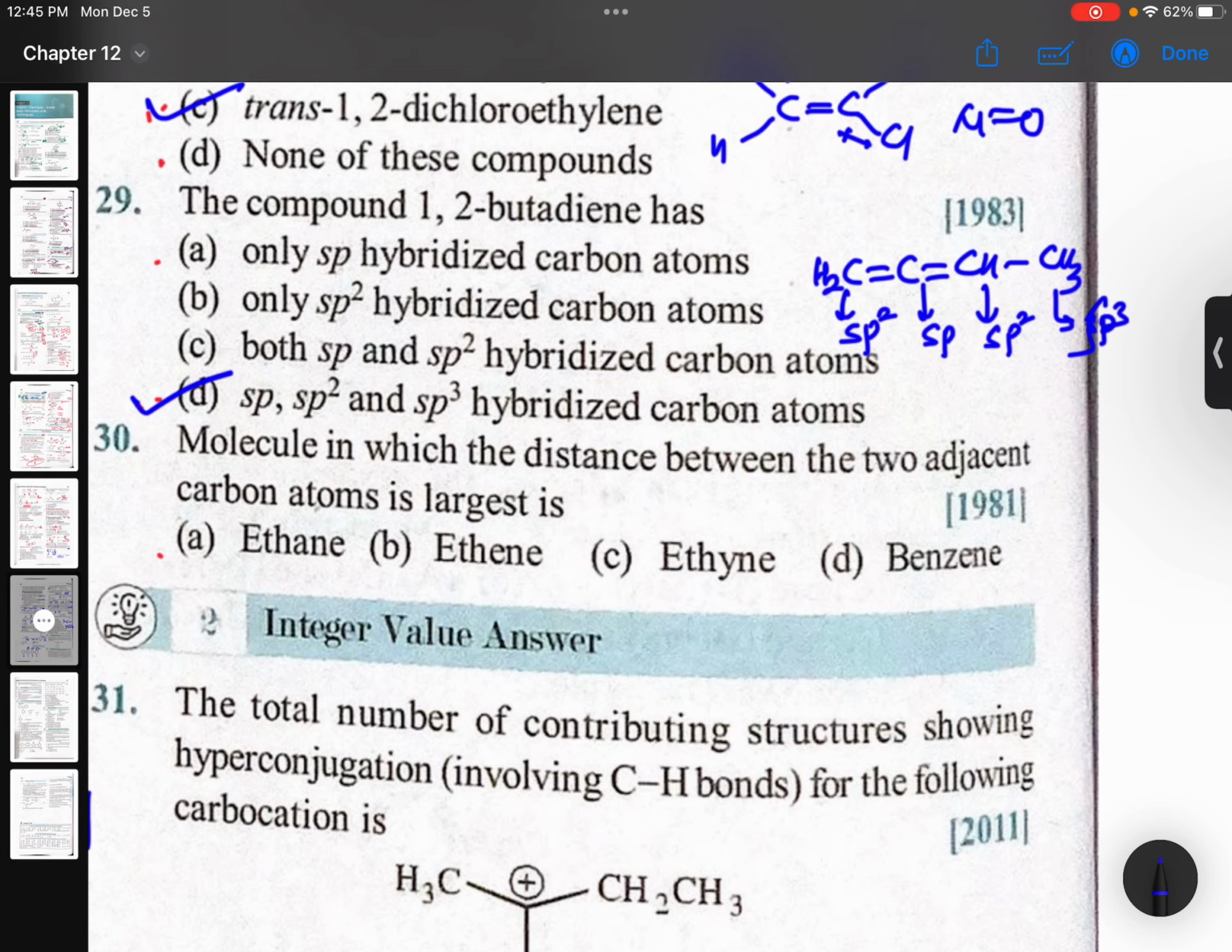In which molecule is the distance between two adjacent carbon atoms largest? The C-C single bond distance in ethane is 1.54 angstrom. Ethene, C double bond C, distance is 1.34 angstrom. Ethyne, C triple bond C, is 1.20 angstrom. Benzene is 1.39 angstrom because of resonance. 1.42 is in graphite, 1.39 in benzene. So highest is ethane.